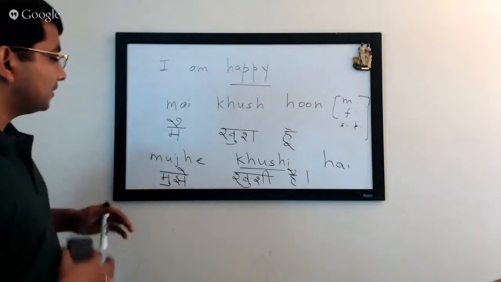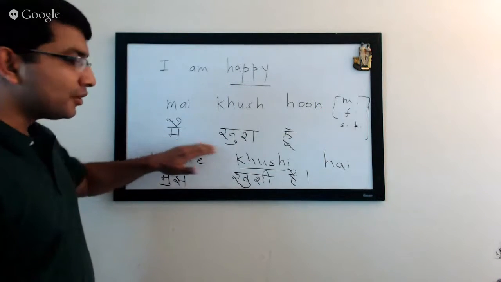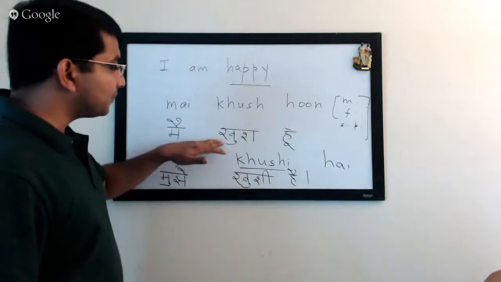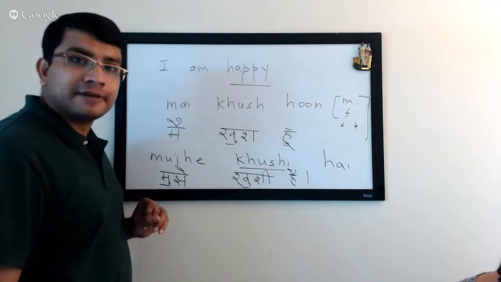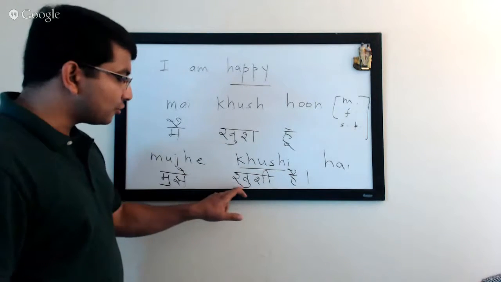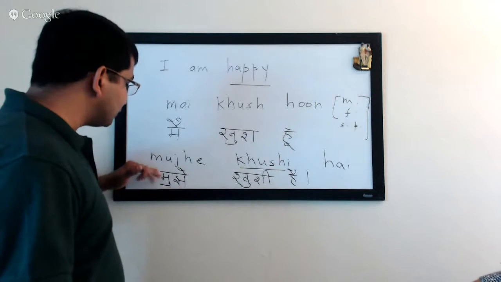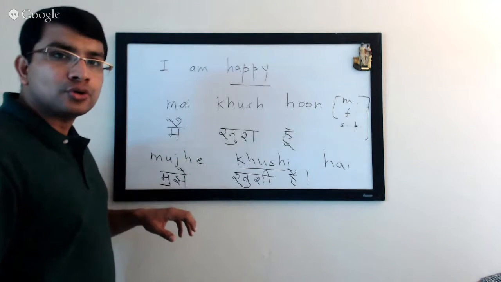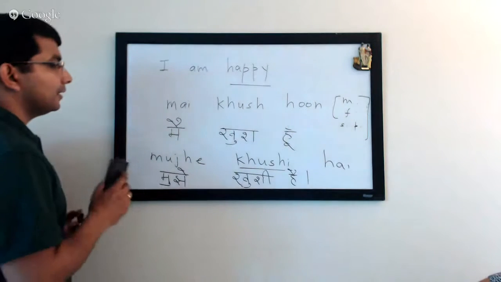I'll give you a couple of minutes to sort of think about it. So it's मैं खुश हूँ, like I'm happy, and you can replace खुश with any other feeling as well. Or मुझे खुशी है, right? And even here you can replace खुशी with anything. And again, just to remind you, when you say मुझे, it's basically मैं plus को, मुझको. So you're using a postposition here, को. Okay.